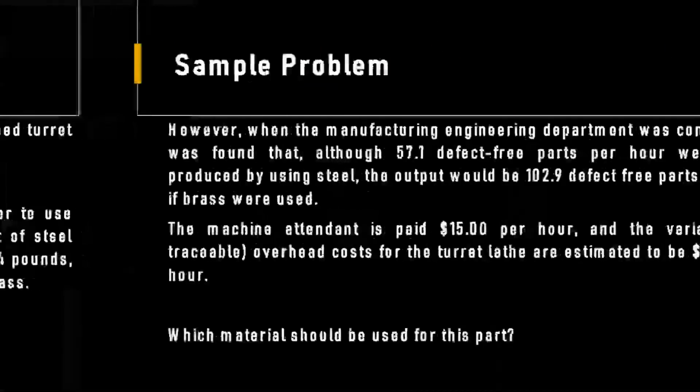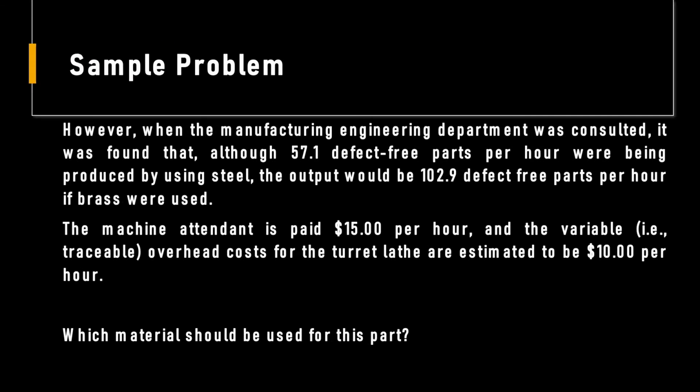However, when the manufacturing engineering department was consulted, it was found that although 57.1 defect-free parts per hour were being produced by using steel, the output would be 102.9 defect-free parts per hour if brass were used. The machine attendant is paid $15 per hour and the variable or traceable overhead costs for the turret lathe are estimated to be $10 per hour. Which material should be used for this part?